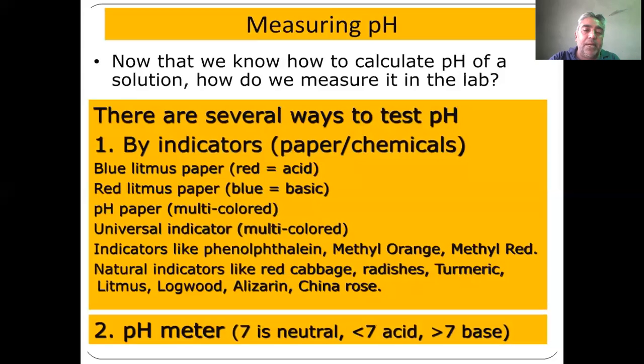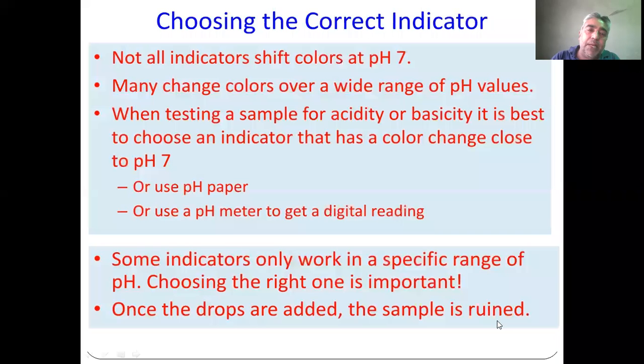Blue litmus paper turns red in acid and stays blue in base. pH paper, multicolor universal indicator, like phenolphthalein, methyl orange, methyl red. Natural indicators like red cabbage, turmeric, litmus, logwood, and China rose. These are some indicators. With a pH meter, 7 is neutral, less than 7 is acid, and more than 7 is base.